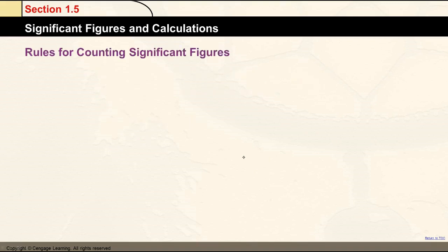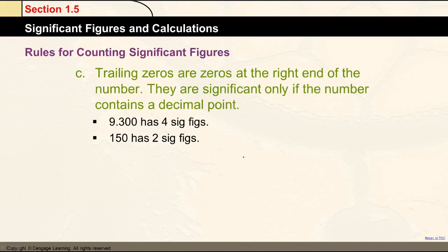Our last type of zero is going to be something called trailing zeros, the zeros that come at the end of a number. Now this all has to do with the decimal point. If there is a decimal point, like we have in our first example, then the zeros are going to be significant at the end. So we would have 1, 2, 3, 4 sig figs here because we do have a decimal point.